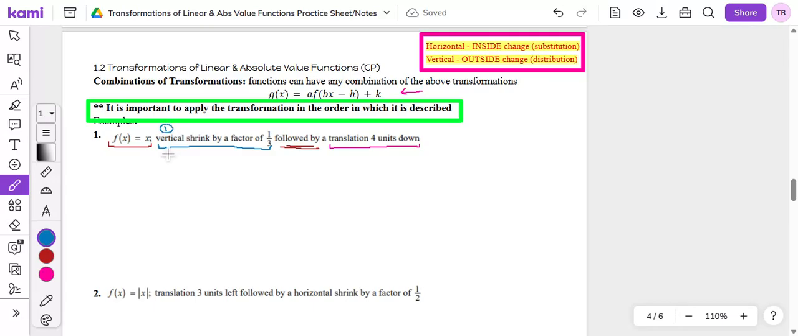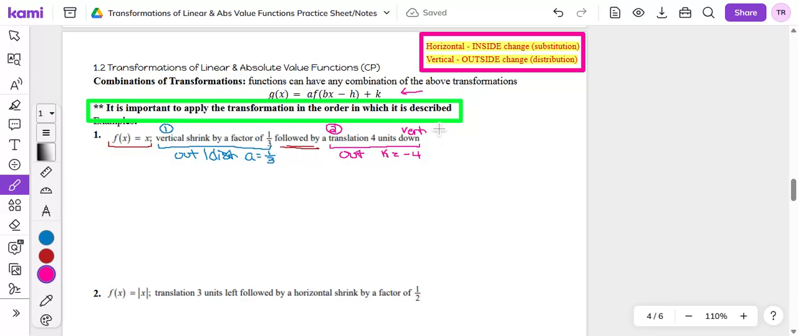So obviously it's vertical, so that's going to be outside. It's going to be distributed. And I know that that is the A value. A is 1/3. I need that information. Followed by, okay, the second thing I then have to deal with is a translation 4 units down. Okay, down to me is vertical. That's going to be an outside issue. That is the plus k at the end. And if it's 4 units down, k equals -4.